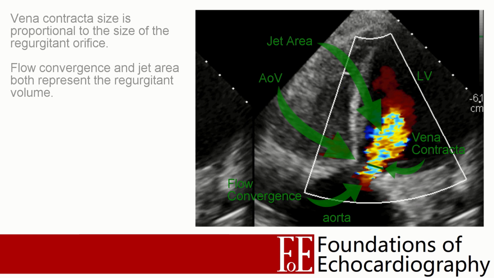You can consider that the vena contracta represents the narrowest point of the orifice, whereas both the flow convergence before the valve and the jet area after the valve both represent the amount of blood that is flowing. However, there are some important caveats to this.